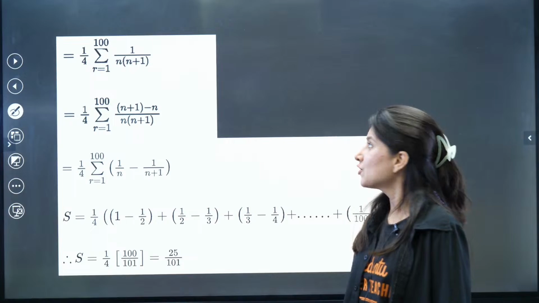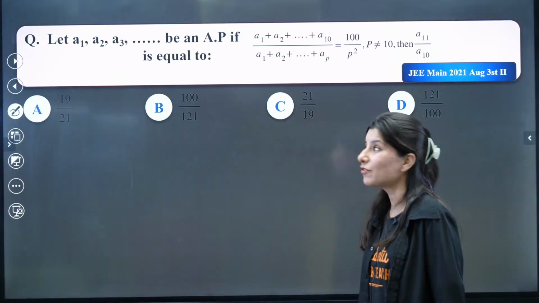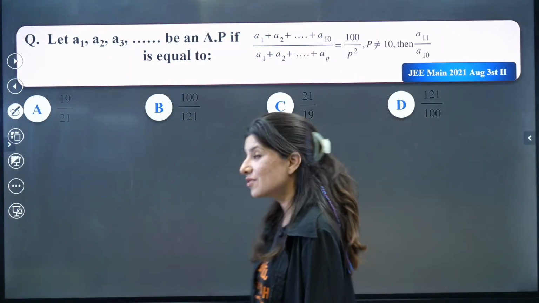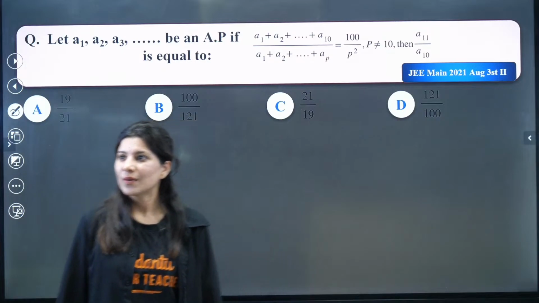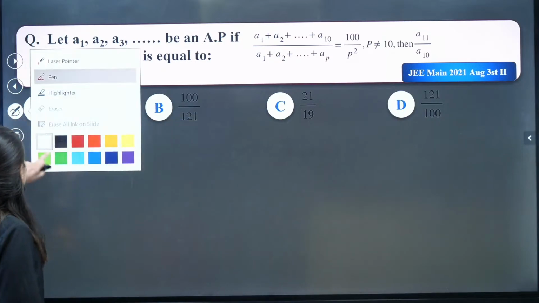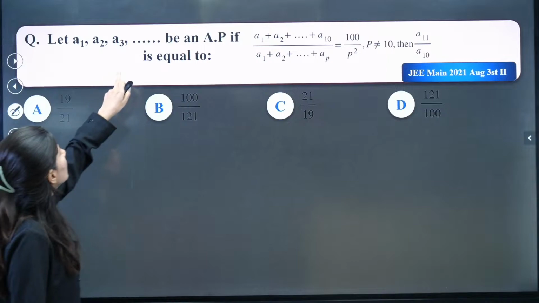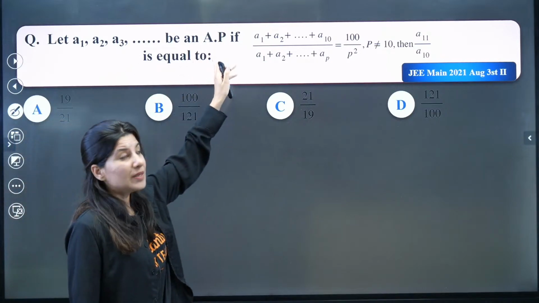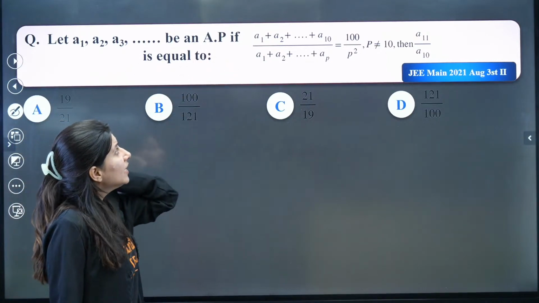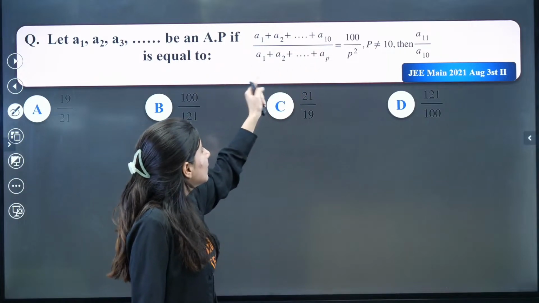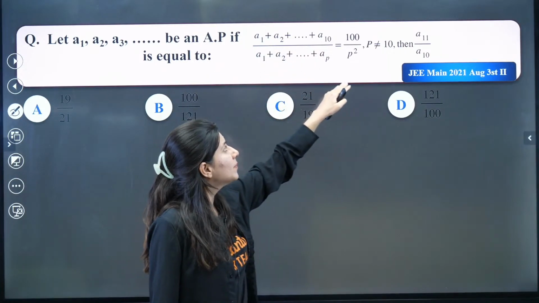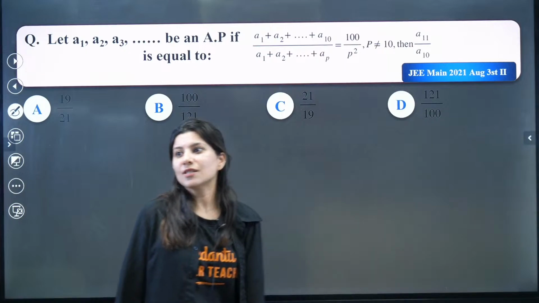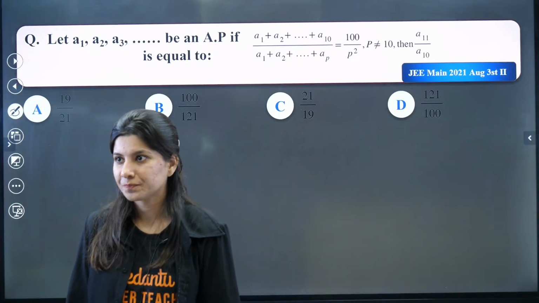All right, shall I move on to the next problem? Again from arithmetic progression, we have a question. Okay, so let us do this question. A1, A2, A3 and all the way up to An are in AP, arithmetic progression. If the sum A1 to A10 over A1 to AP is 100 by P square, then A11 by A10 is what we need to figure out.